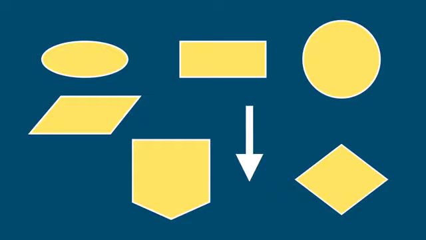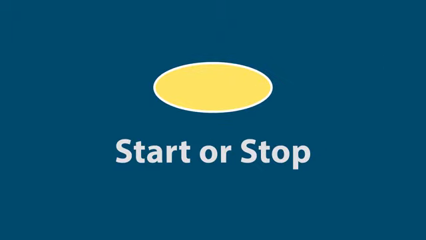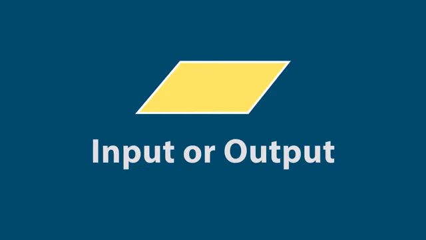First, we have the oval shape, which is to start or stop. It is used at the beginning and end of the algorithm to show start and end of the program. Next, we have the rectangle or the process. It indicates processes like mathematical operations. We also have the parallelogram or the input or output. It is used for denoting program inputs and outputs.